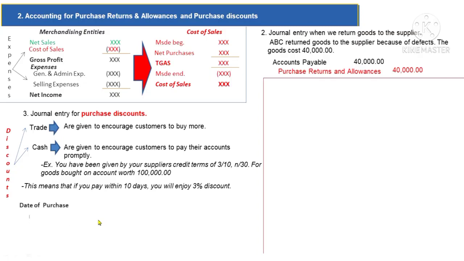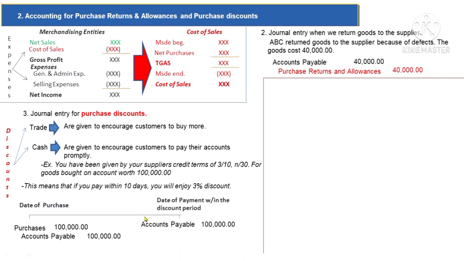On the date of the purchase, your entry will be debit purchases and credit accounts payable 100,000. It is simple, right? But on the date of payment within the discount period, you are to debit accounts payable of 100,000, but you are only going to credit cash of 97,000, which is already net of 3,000 discount. So what is the balancing figure? The balancing figure is credited to the contra purchases account known as purchase discounts. So that's it. But before we move forward, let's have an illustrative problem featuring these two types of discounts.